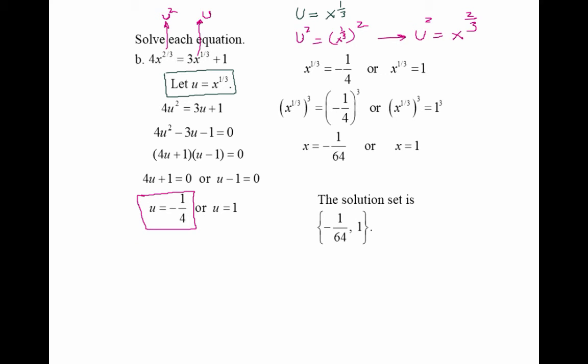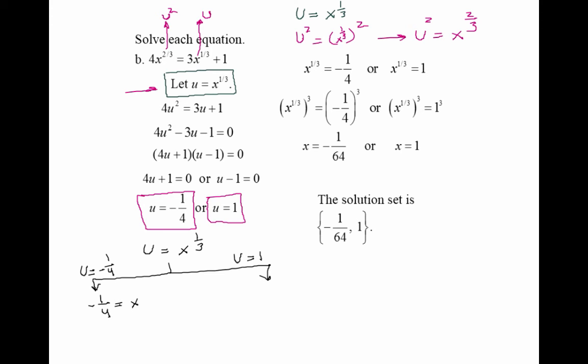So you're saying that u is equal to minus 1 over 4, or u is equal to 1. I want to go back and write that u is equal to, remember, x to the power of 1/3. So there are two cases I have to check. I have to say, if u is equal to minus 1/4, what is x? If u is equal to 1, what is x? Put them back into this equation. Minus 1/4 is equal to x to the power of 1/3.